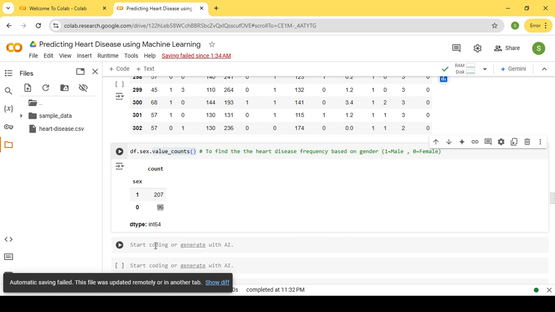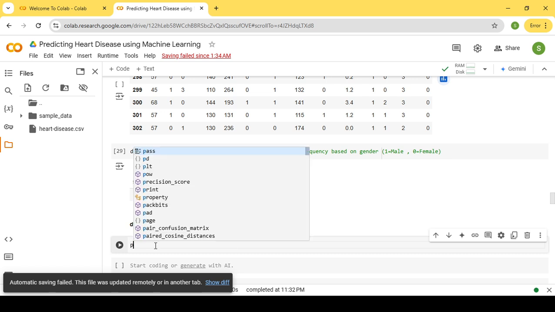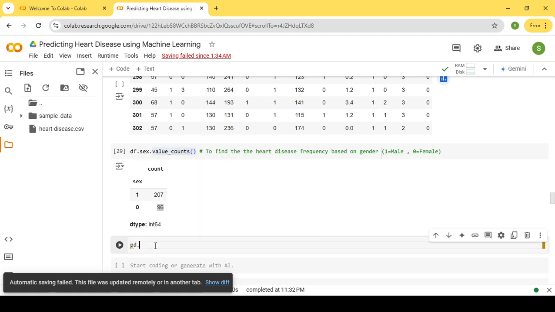Now let's try to understand and compare the target column with the sex column. So let's see the contingency table to compare the target and its relation with the sex, for example. This time we'll use the pd.crosstab function. Crosstab.